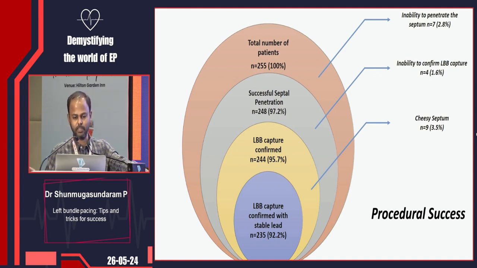From our single center experience, around 93% of patients will have the left bundle captured. The main thing is, what are the reasons for procedural failure? The most important is inability to penetrate the septum, which happens in almost 3% of patients. Despite penetration, in another 2% we could not confirm left bundle branch capture; it was all LV septal pacing. But the interesting thing is, in almost 3.5% of patients the septum was cheesy, so we could not deploy the lead and hold it there convincingly to have consistent capture of the left bundle.